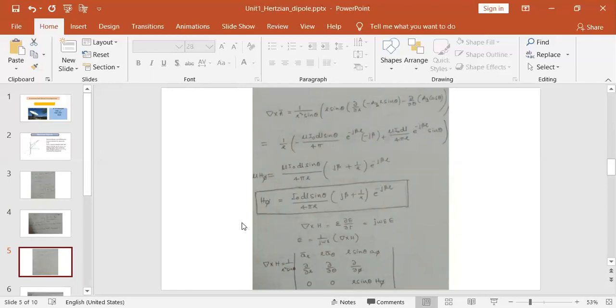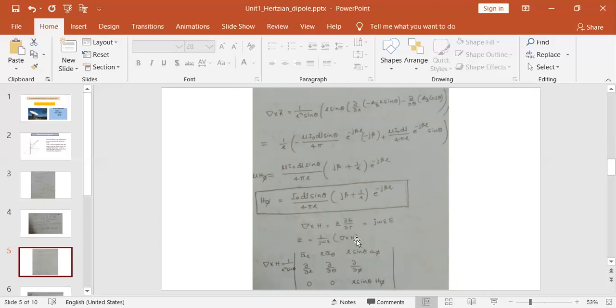So from this we can find electrical field components by using Maxwell equation. That is Maxwell modified Ampere's law. That is del cross H is equal to J plus dou D by dou t, that in turn equals, in place of D we can write epsilon E.